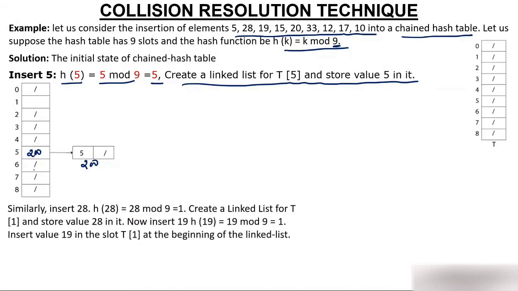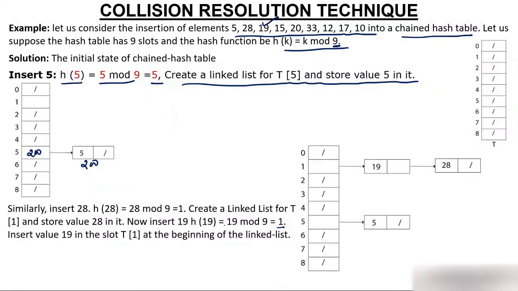Now I have to insert 28. I apply 28 mod 9 and I get 1. Again there is 19. If I apply h(19), that is 19 mod 9, it is 1. Both are colliding, so I'll simply create a linked list. First I've put 28, and since 19 is coming, I will insert a new node over here. Suppose the address of this node is 100 and the address of the other node is 200. So 100 will come here, and here you will have 200 and a null value.